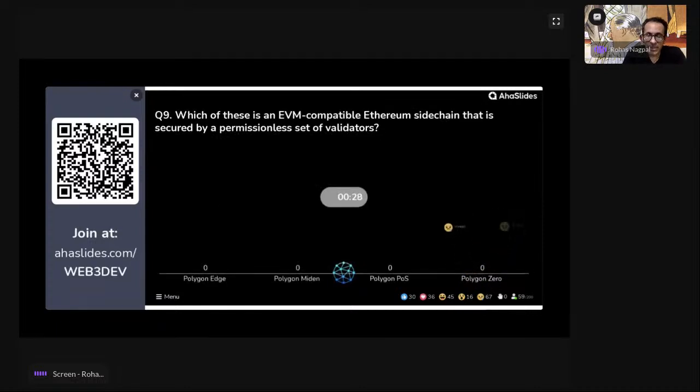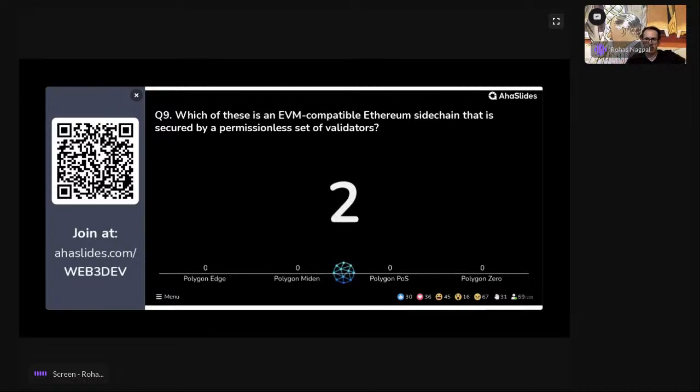Which one of these is an EVM compatible Ethereum sidechain that is secured by a permissionless set of validators? Is it Polygon Edge, Polygon Maiden, Polygon POS, or Polygon Zero? I think you can kind of look at the names and guess it. Of course, if you're working on the Web3 challenge under the Encrypt 2022, you're probably going to be using this sidechain. Which one of them are you going to be using?